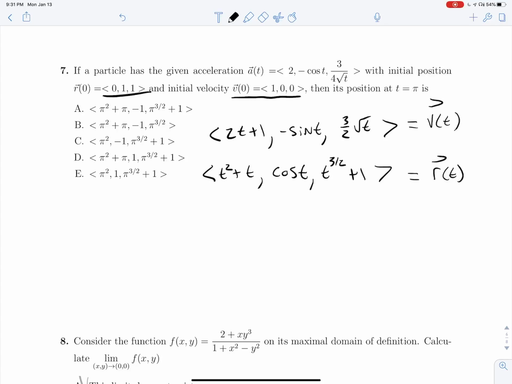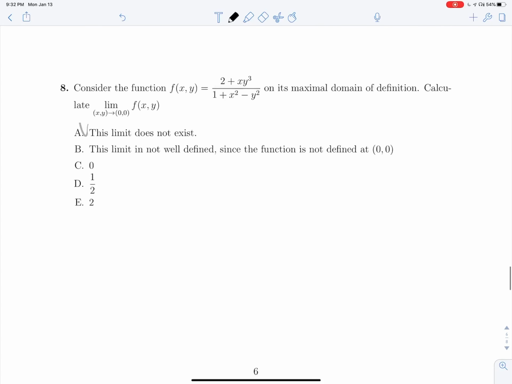Okay, so finally, all they want us to do is plug in t equals pi, and we will get pi squared plus pi, negative 1, pi to the 3 halves plus 1. And our answer is answer choice A.